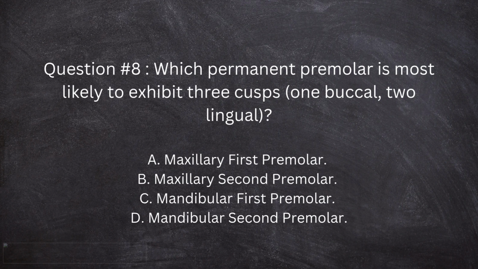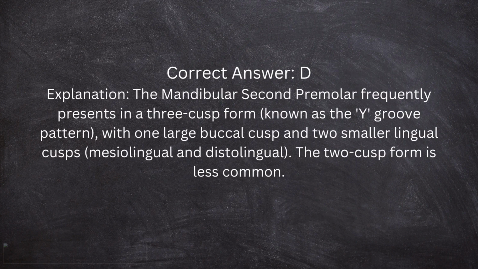Correct answer: D. Explanation: The mandibular second premolar frequently presents in a 3-cusp form, known as the Y-groove pattern, with 1 large buccal cusp and 2 smaller lingual cusps, mesiolingual and distolingual. The 2-cusp form is less common.